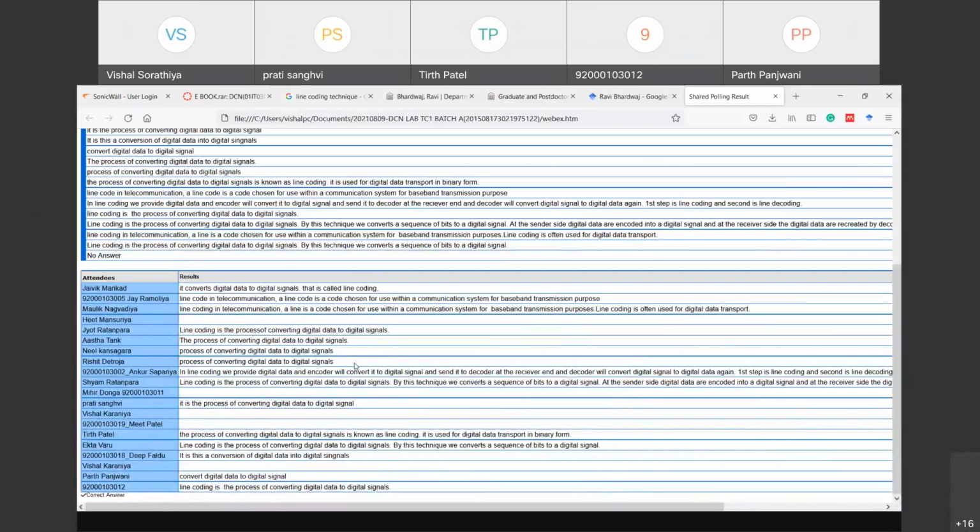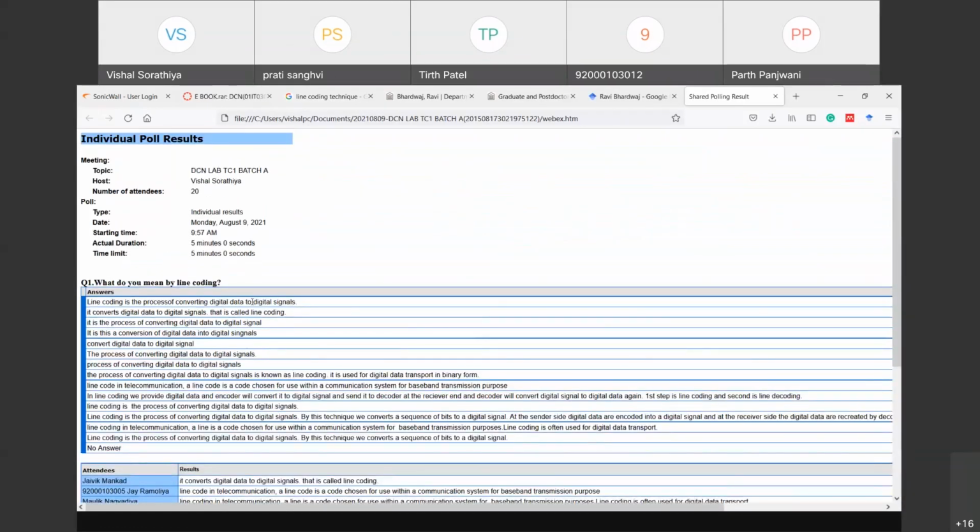Heath Mansuria, why did you not appear in the question? Heath, Mihir Donga, Vishal Karnia, Meet Patel. It is the process of converting digital data into digital signal. So the majority of the answers are okay. Okay, that's the right answer. The majority have it. So there are 20 attendees out of that who got this particular stuff.